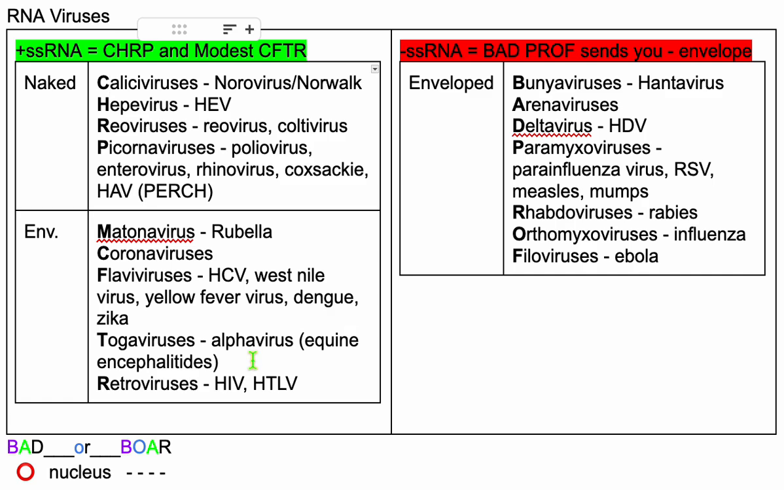So that's going to be your alphavirus, equine encephalitides, and retroviruses. Those are going to be HIV and HTLV. Okay, so those are your positive ssRNA viruses.